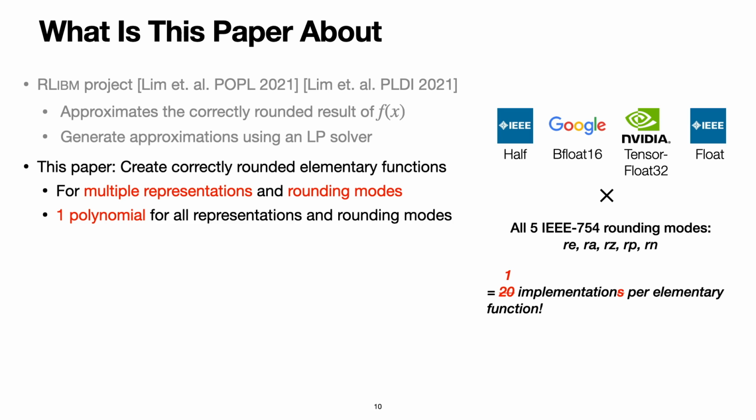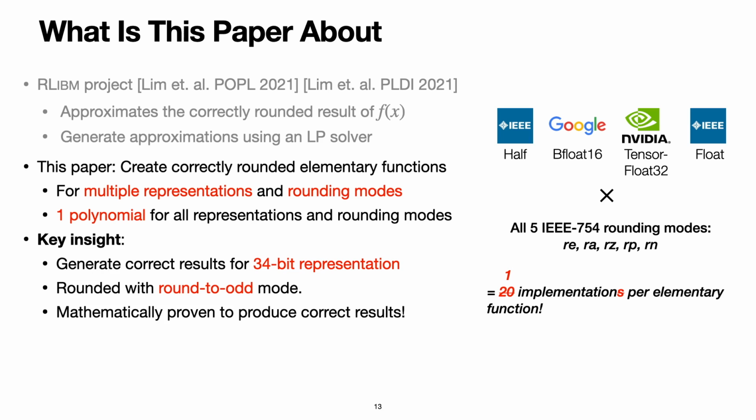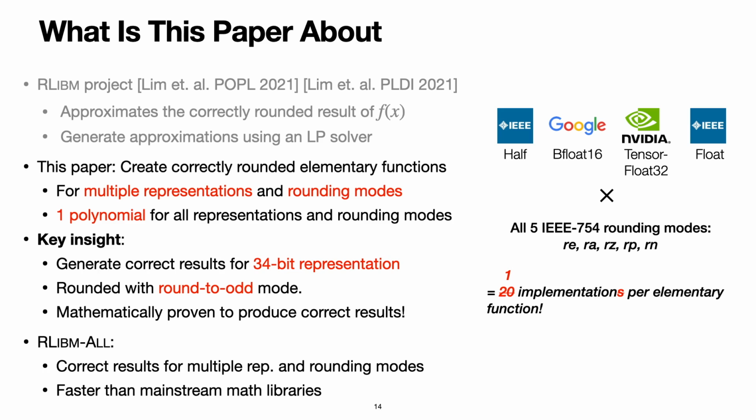Instead, we propose a technique to produce a single polynomial approximation that produces correctly rounded results for all of these representations and rounding modes. The key insight is to generate a polynomial approximation for a 34-bit floating point representation with the round to odd rounding mode. Our mathematical proofs and experimental results show that such polynomial will produce correct results, and the resulting elementary functions are faster than mainstream math libraries.